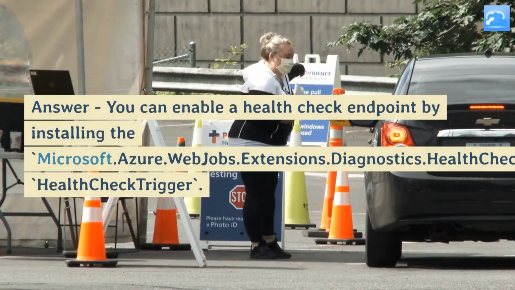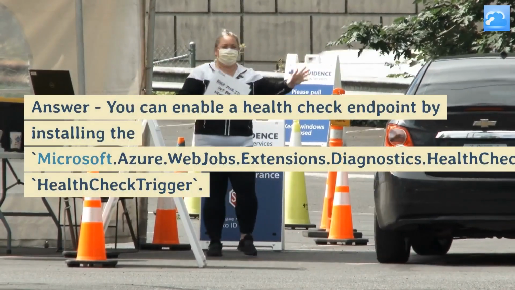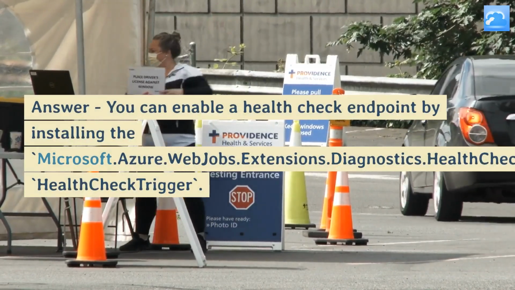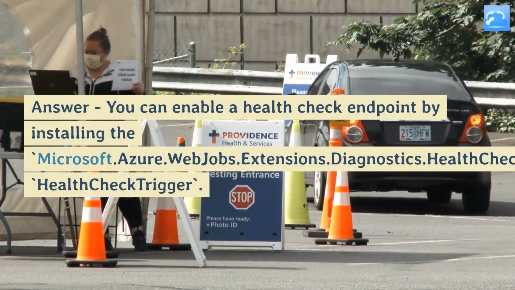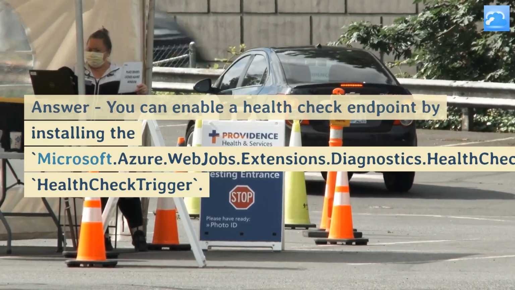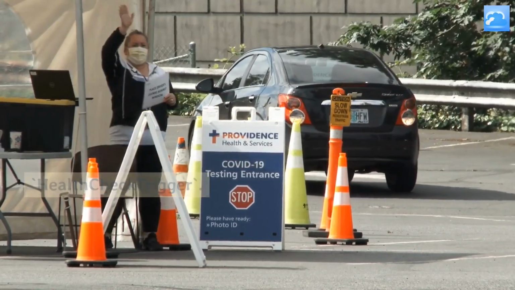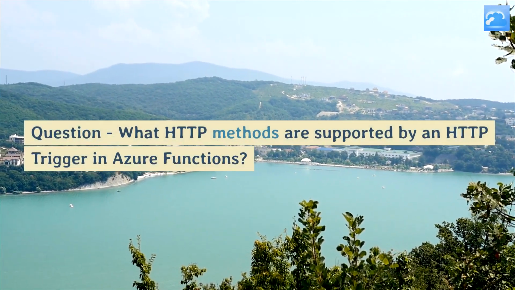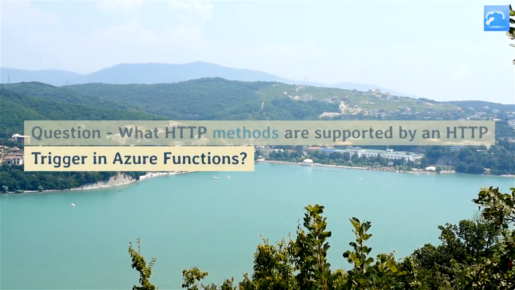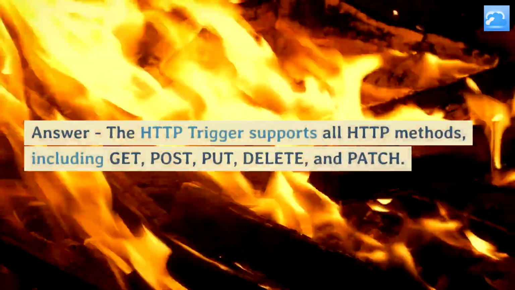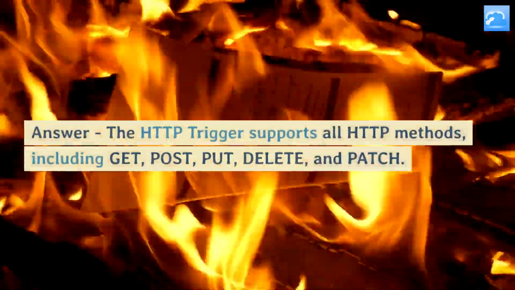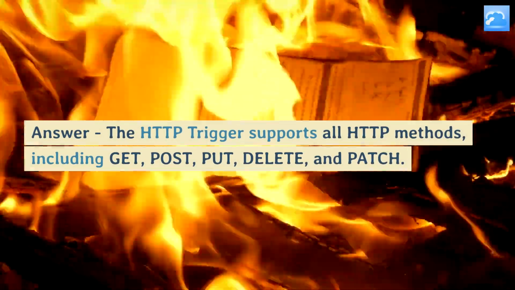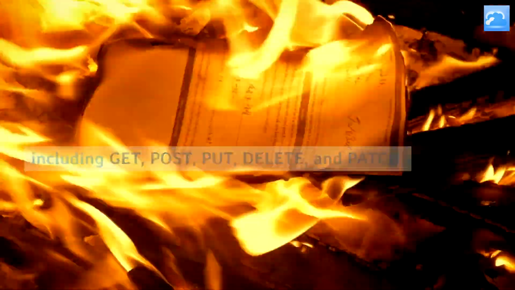Answer: you can enable a health check endpoint by installing the Microsoft.Azure.WebJobs.Extensions.Diagnostics.HealthCheck NuGet package and creating a function with a health check trigger. Question: what HTTP methods are supported by an HTTP trigger in Azure Functions? Answer: the HTTP trigger supports all HTTP methods, including GET, POST, PUT, DELETE, and PATCH.